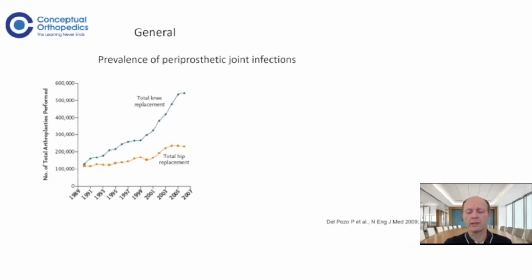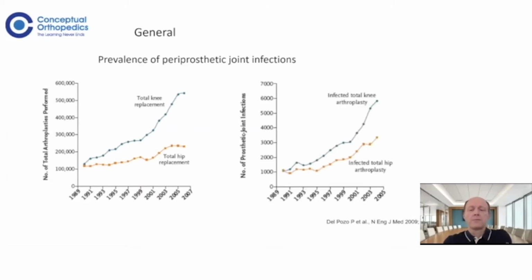The very frustrating number is shown here on the right side in that graph. Simultaneously, even in a higher percentage, we have an increase in infected total hip arthroplasty, increasing from 1,000 to around 3,000. And from 1,000 in the total knees to more than 6,000. So that means that we don't have an increase only because of an increasing market, also because infection is percentage-wise increasing.